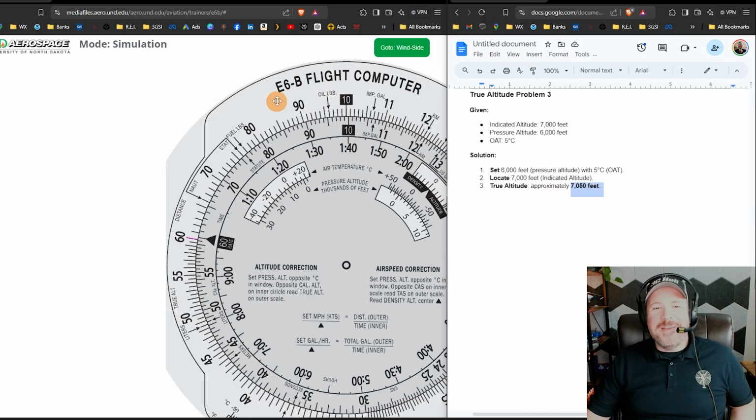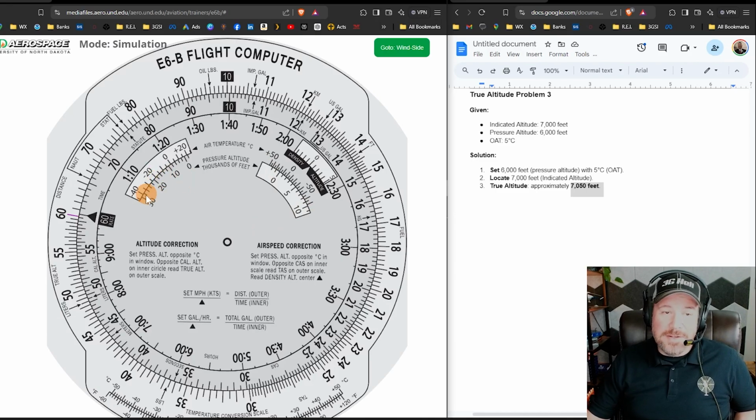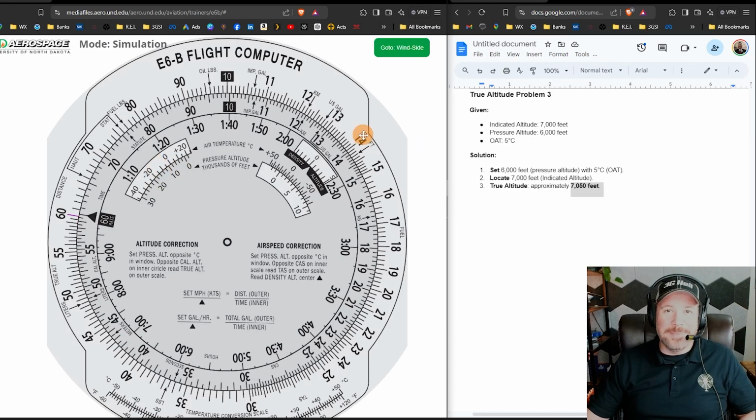So there you go. You have density altitude conversions for non-standard temperature, and then you have the true altitude conversions for your pressure altitude and the air temperature or outside air temperature.